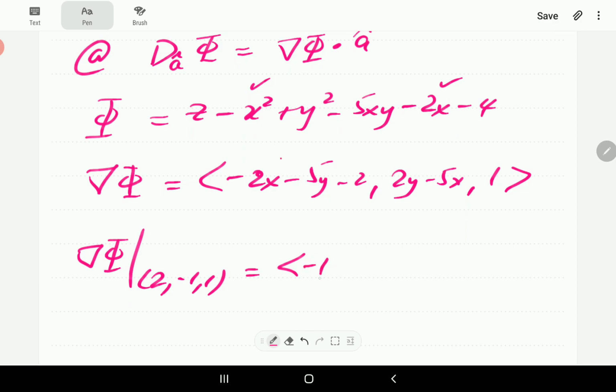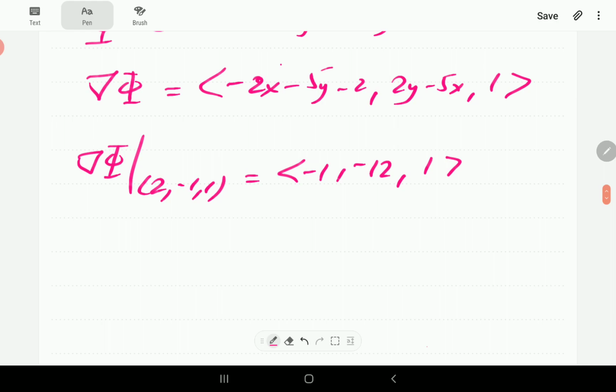1 take away 2, so that's got to be negative 1. Then here, if we plug in y is negative 1, that's got to be minus 2. And then x is 2, it's going to be minus 10. So this is going to be minus 12. And then the last one is a constant, so it's just going to be equal to 1. So that's going to be the gradient vector at the point 2, negative 1, 1.